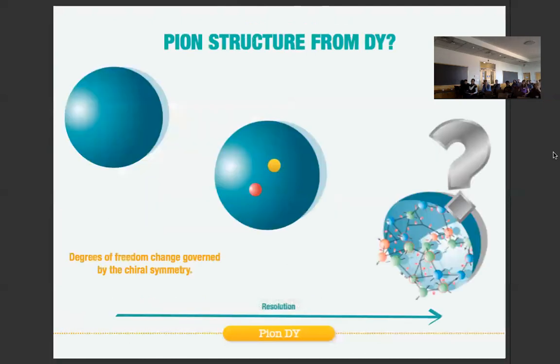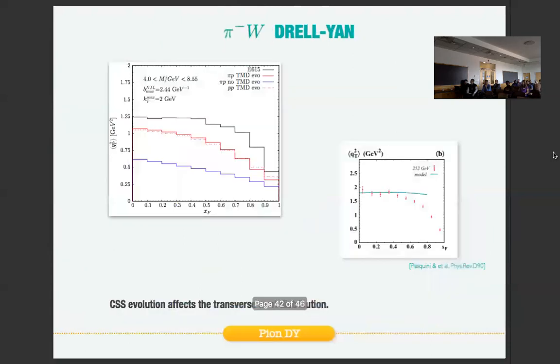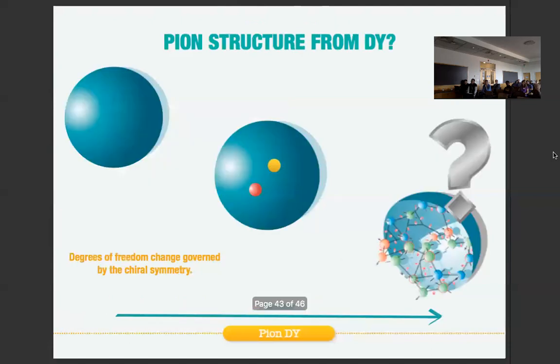About the Pion, the question from the beginning was: can the Pion structure be extracted from Drell-Yan? It doesn't look to me that's possible right now, because you see there's not a huge difference, and actually almost nothing in the data we have now. So maybe in some windows at some point, but not right now.